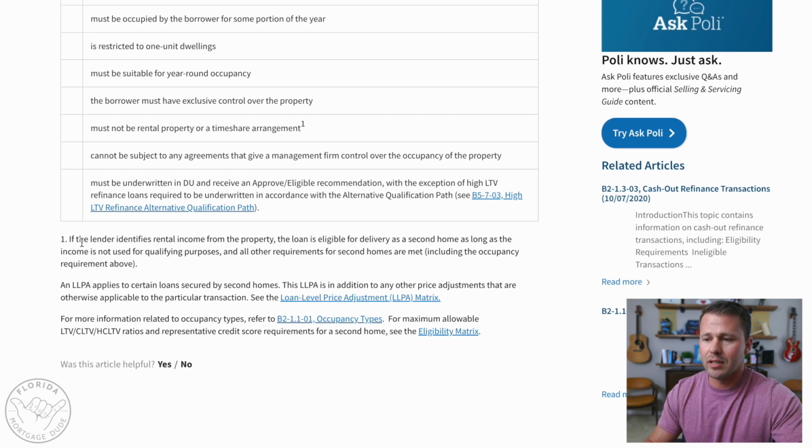If we go to the asterisk, it says that if the lender identifies rental income from the property, the loan is still eligible for delivery as a second home, as long as the income is not used for qualifying purposes. So essentially what this is saying is that if you're selling a home as a seller to a borrower who's purchasing the home as a second home, you have a lot more leniency when it comes to these leaseback agreements.